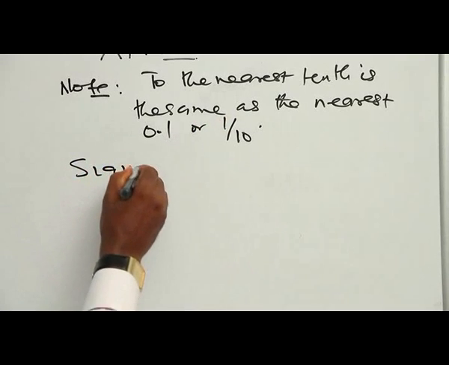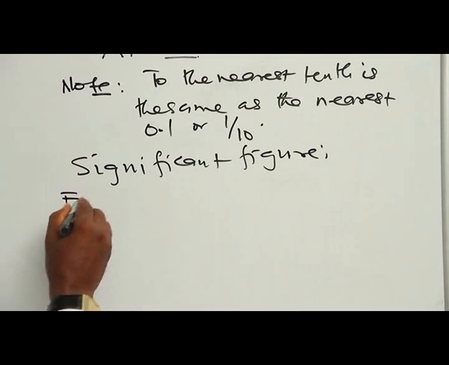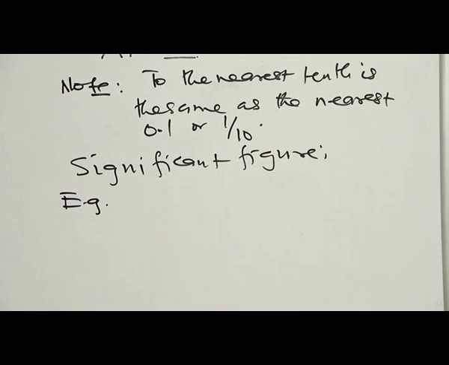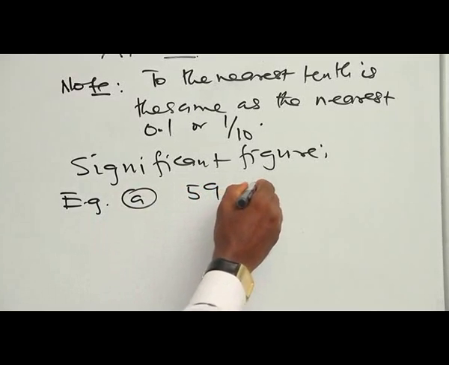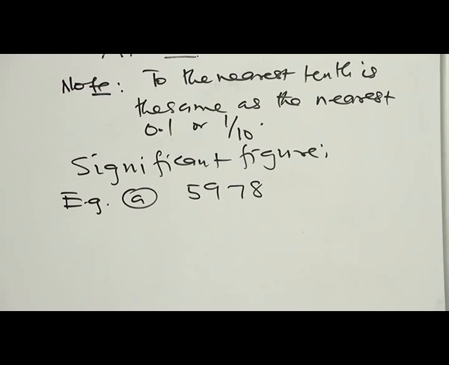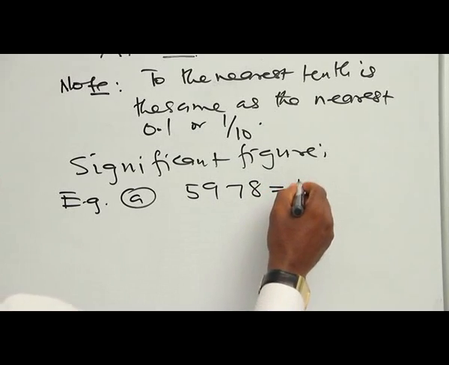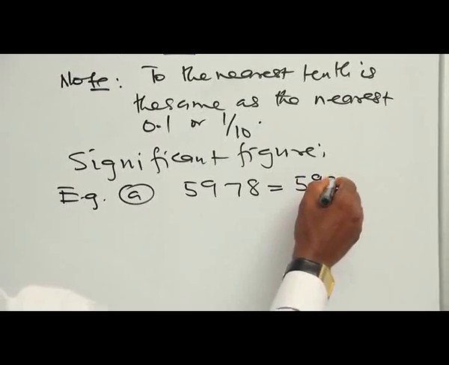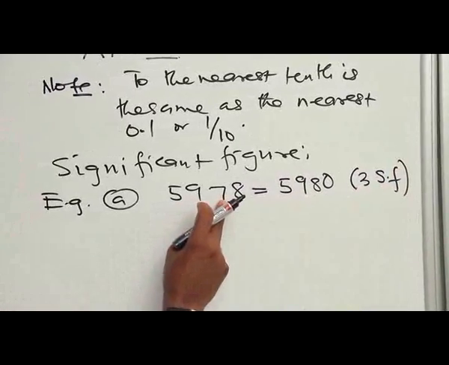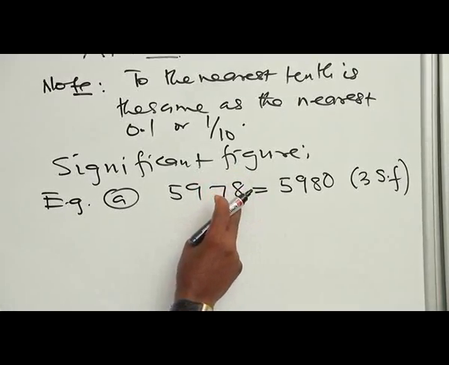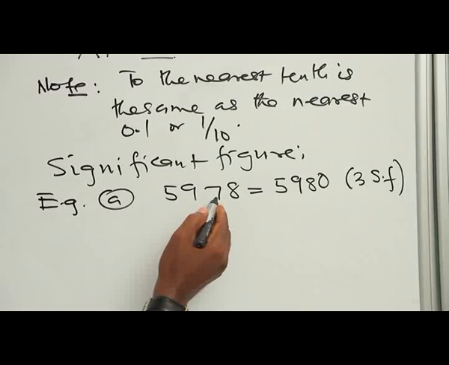We look at significant figures. Let's take an example. Example A, the number 5978 will be equal to 5980 if you approximate to three significant figures. 1, 2, 3. The next number after 7 is up to 5, and then you approximate that to 10 and add 1 to 7 to give you 8 and put down the 0.